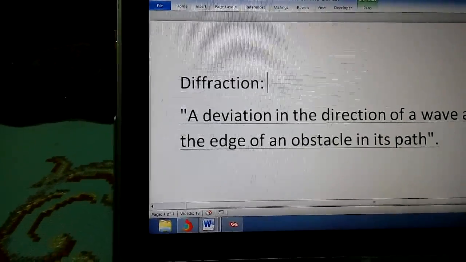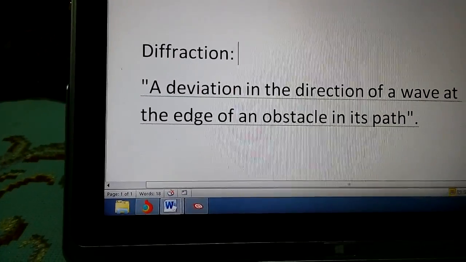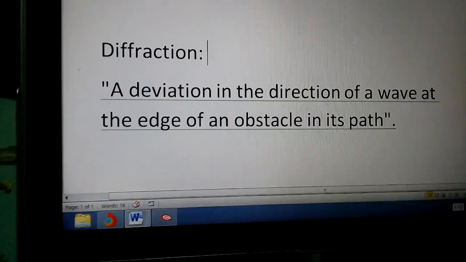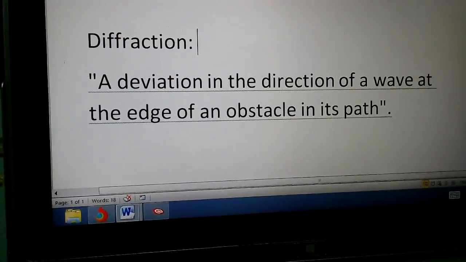Here we are going to use the most straightforward definition, that is, a deviation in the direction of a wave at the edge of an obstacle in its path. The reason why we choose this one will be clear after we do the experiment.